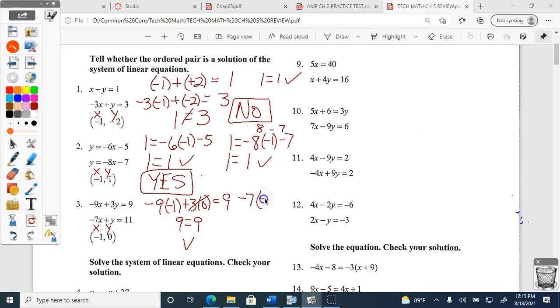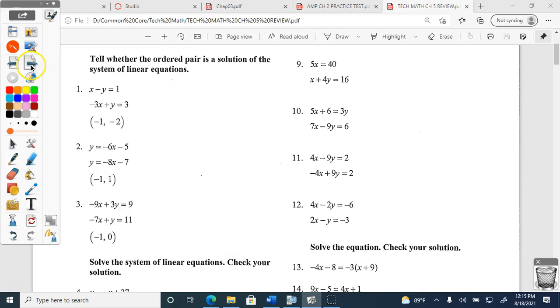Here, -7 times -1 plus 0 equals 11. Well, let's see if that works. That's 7. Does 7 equal 11? No. So this one is a no. So you should have gotten no, yes, and no. Any questions on how to do those? Easy enough? Everybody good? All right. Everybody got what's on the board?